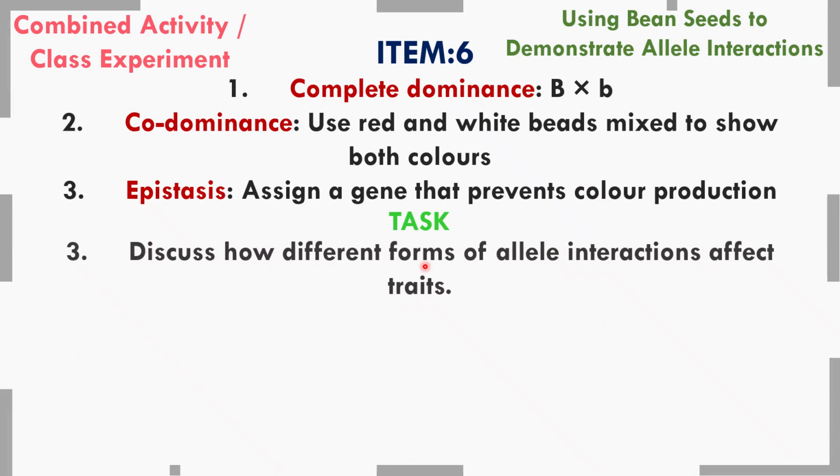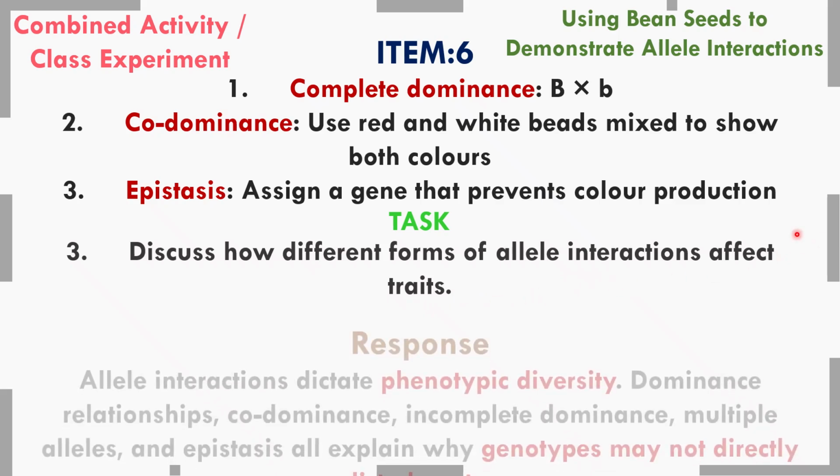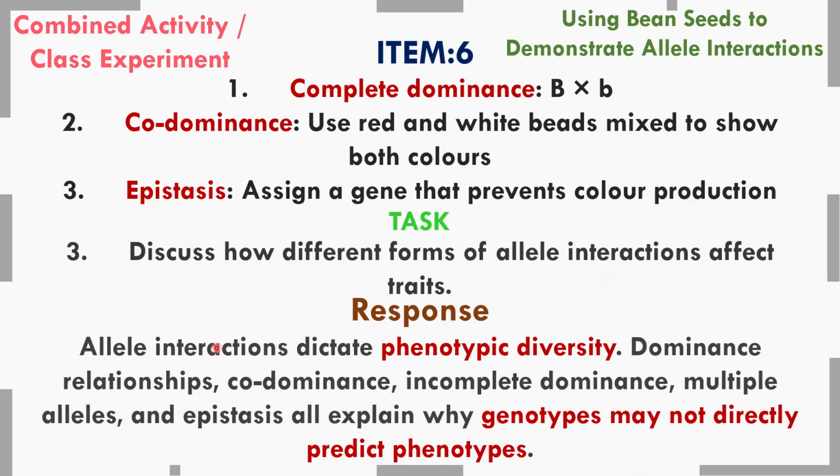Discuss how different forms of allele interactions affect traits. Allele interactions dictate phenotypic diversity. Dominance relationships, codominance, incomplete dominance, multiple alleles, and epistasis all explain why genotypes may not directly predict phenotypes.